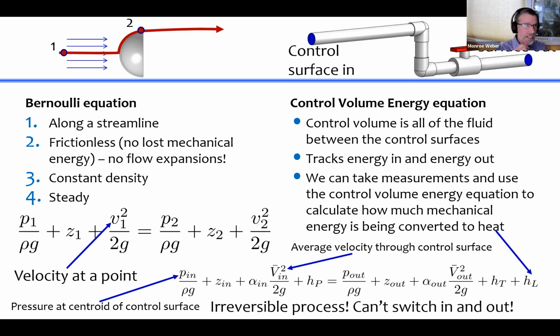Whereas the Bernoulli equation, because it's a frictionless system, it doesn't really matter which you call point 1 and point 2. There's no sign difference. You see that? You can reverse the Bernoulli equation and nothing exciting happens. It's all legal. So you can switch 1 and 2 and it's all legit. You can't do that in the control volume equation because head loss is an irreversible process.